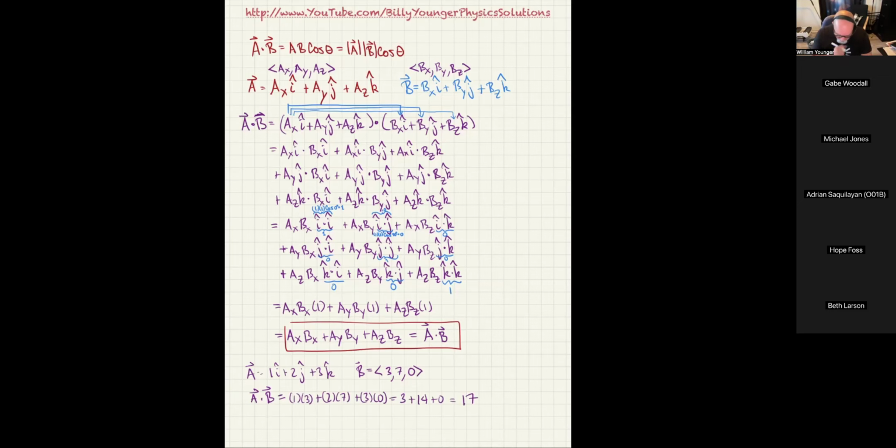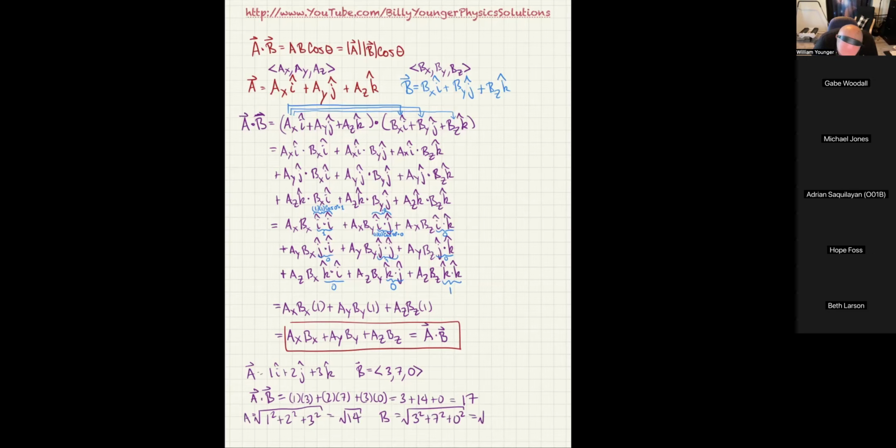Now, what if we wanted to know the angle between those two vectors? Well, we can say the magnitude of A is equal to the square root of 1 squared plus 2 squared plus 3 squared, which equals 1 plus 4, that's 5, plus 9 is 14. So it's going to be the square root of 14. Similarly, the magnitude of B is equal to the square root of 3 squared plus 7 squared plus 0 squared. So that's 9 plus 49, which equals 58.